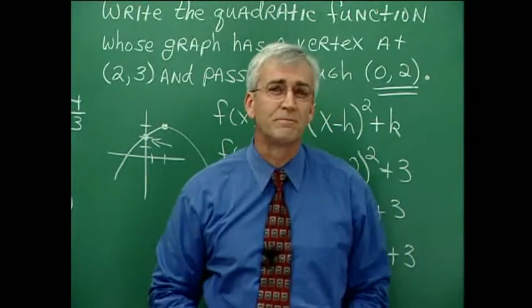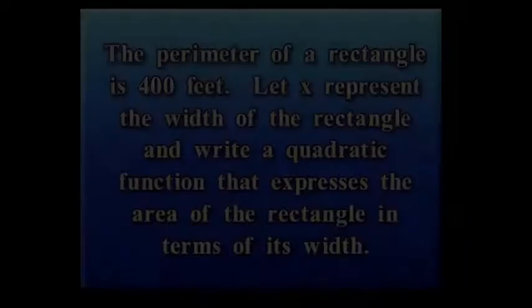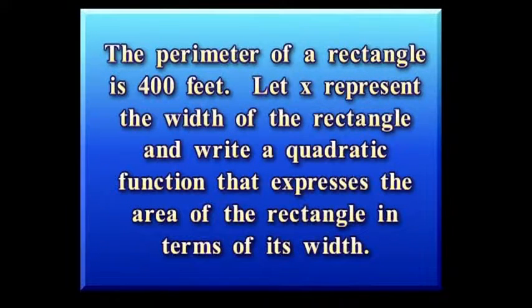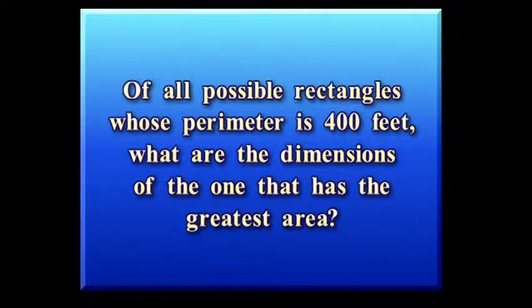Consider this problem. The perimeter of a rectangle is 400 feet. Let x represent the width of the rectangle and write a quadratic function that expresses the area of the rectangle in terms of its width. Of all possible rectangles whose perimeter is 400 feet, what are the dimensions of the one that has the greatest area?